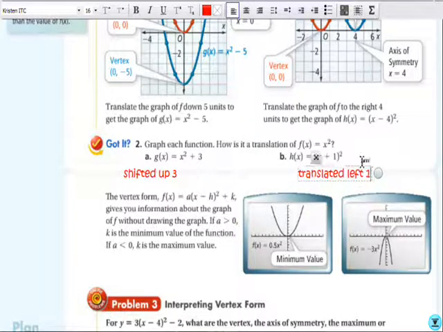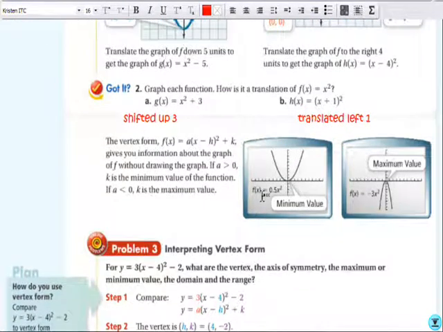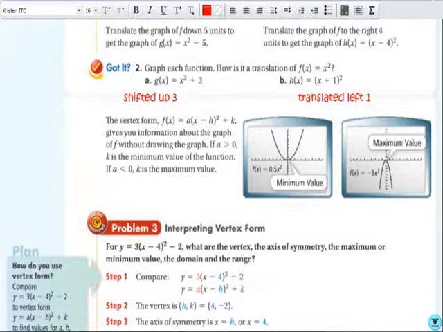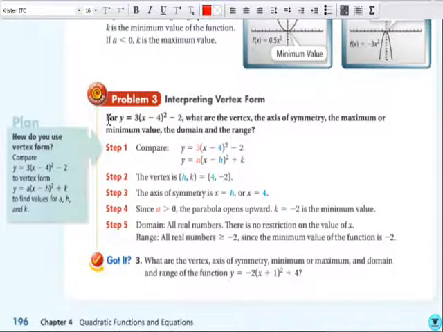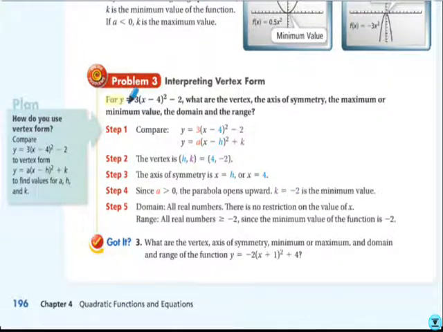Okay? That's it. The vertex form f of x equals a times the quantity x minus h squared plus k gives you information about the graph of f without drawing the graph. So we get all this information in vertex form without having to draw it. We know whether it has a minimum or a maximum. We know all these things. So let's take a look at this one, for example: 3 times the quantity x minus 4 squared minus 2. What are the vertex, axis of symmetry, max or min, domain, and range?